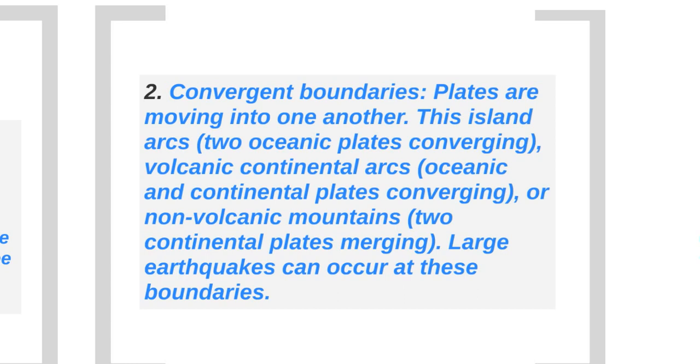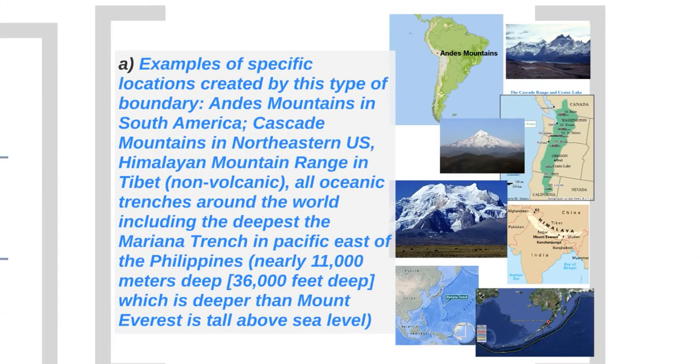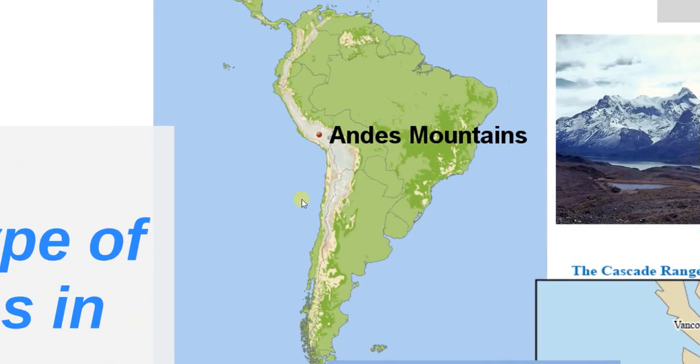So examples of specific locations created by this type of boundary would be the Andes Mountains in South America. That's here along this whole entire boundary. This is a continental arc. Notice the curving of the land. This is what we call the continental arc. We've got the subduction of this oceanic plate here going underneath the continental, causing melting, creating this entire range of mountains.